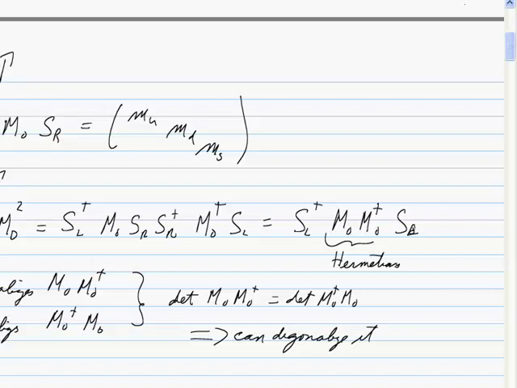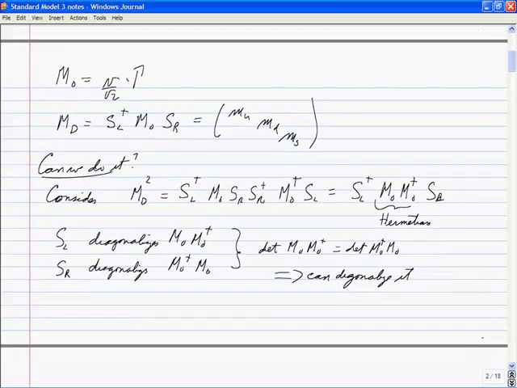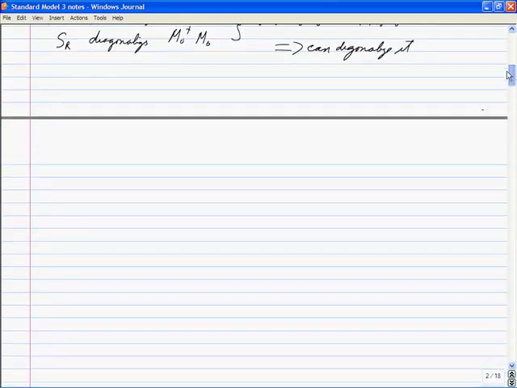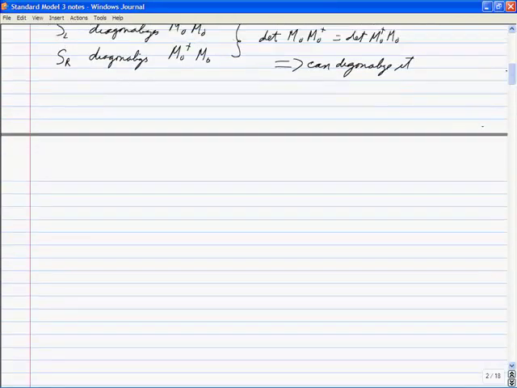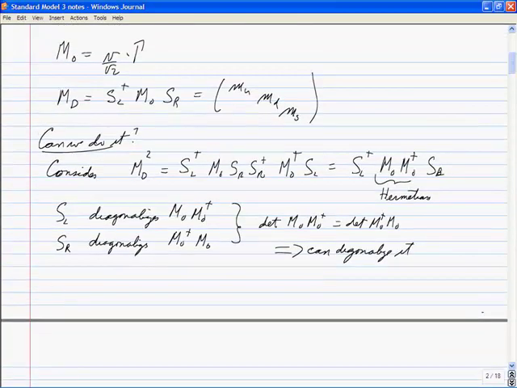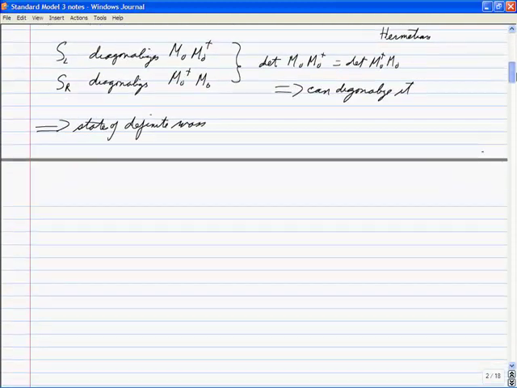Okay. So we diagonalize that guy. Okay, that's fine. So this then lets us get states of definite mass. Okay. The neutrinos are different. So actually, anyone want to ask questions before we get to neutrinos?